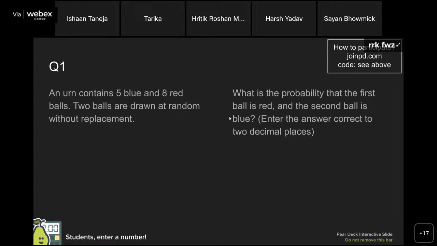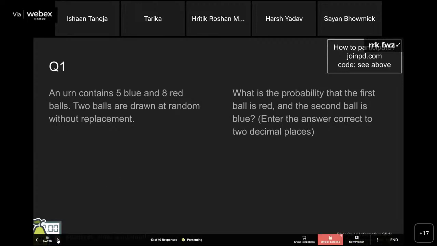Okay, so suppose I haven't drawn any ball. Initially the chance of drawing a blue ball would be 5/13, right? Yes, sir. But given the information that one ball has already been drawn and it is red, we get an increase in the chance of a blue ball being drawn in the second draw. It would now be 5/12 instead. So that's how, if we have some additional information, our probability changes.